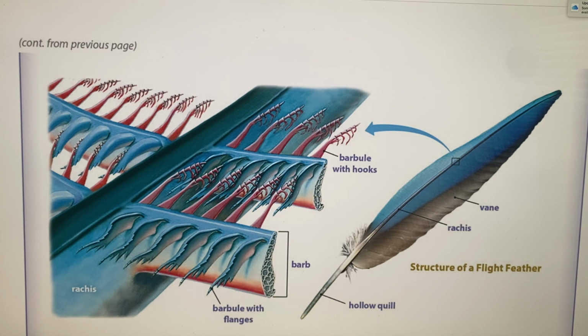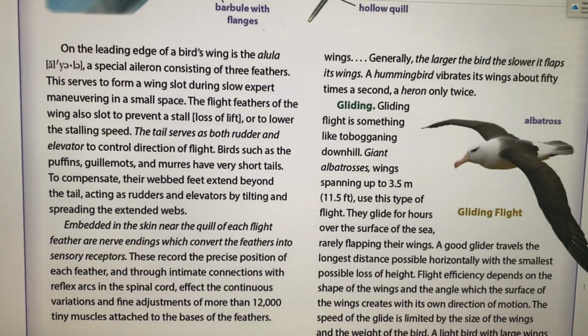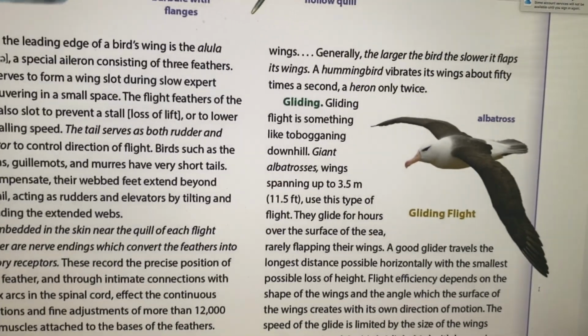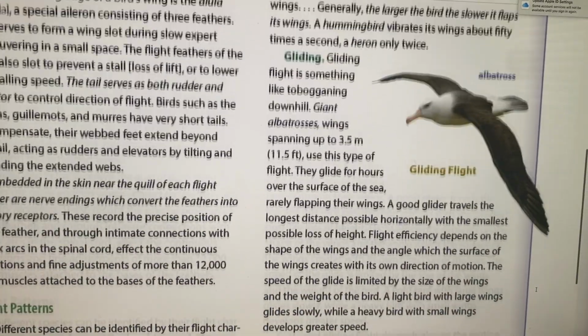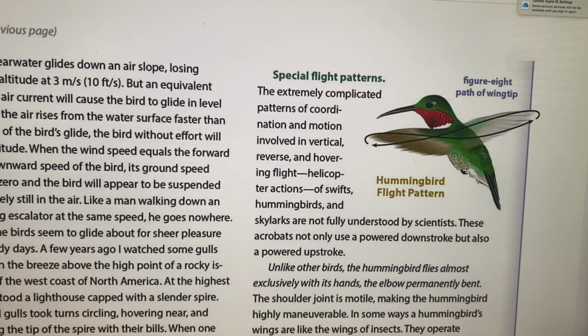So the tail also, let's see if there's another picture here. Here's a picture of the albatross flying, gliding in flight. I was going to see if I could find another picture here. Here's the hummingbird pattern here.